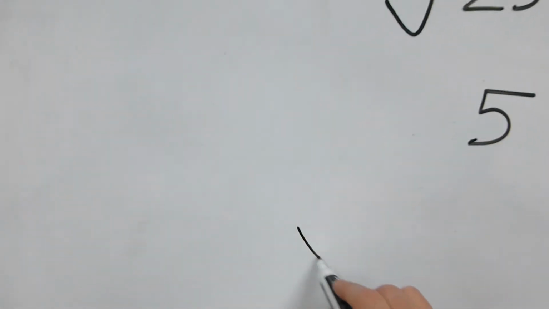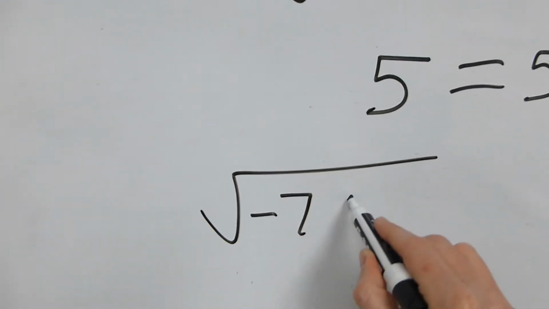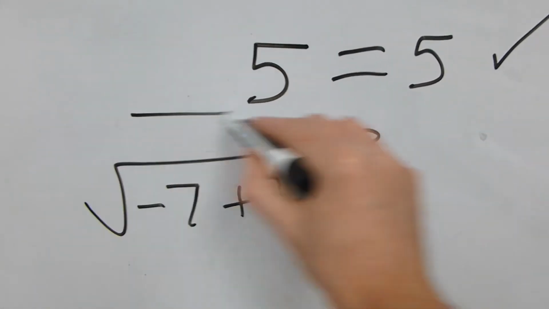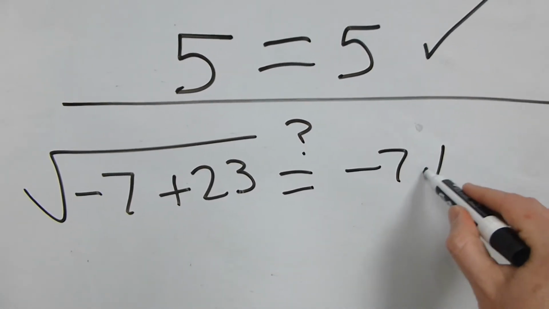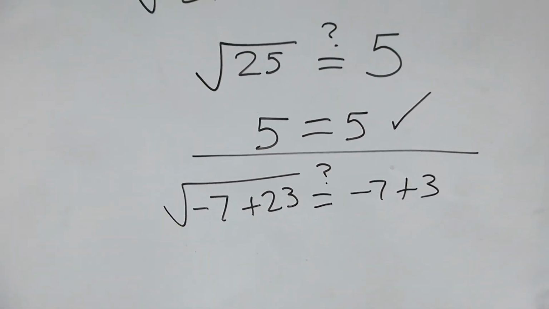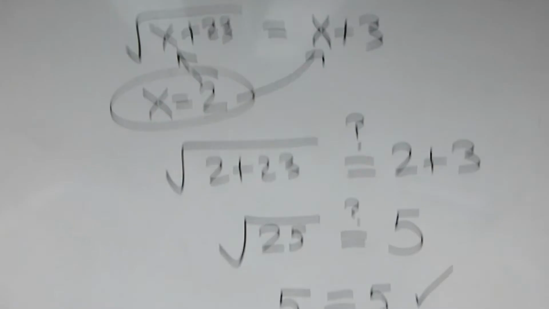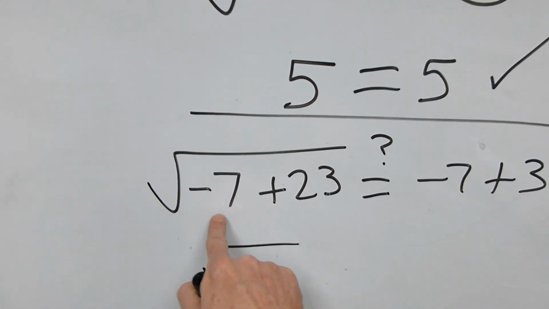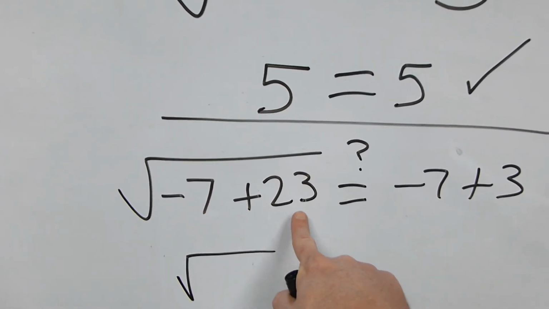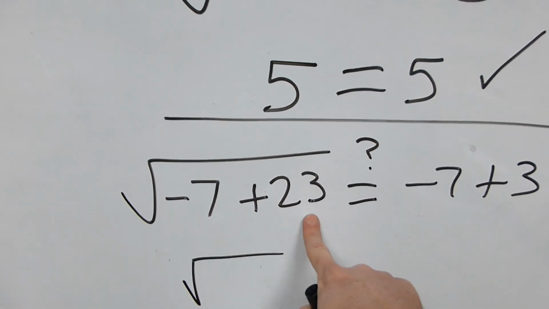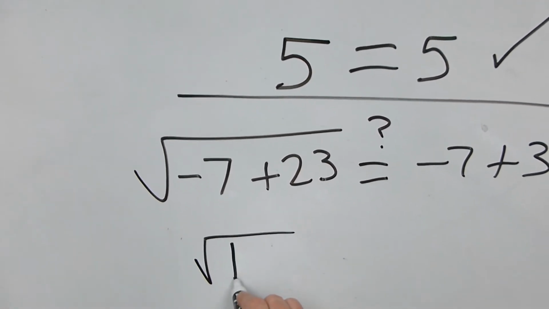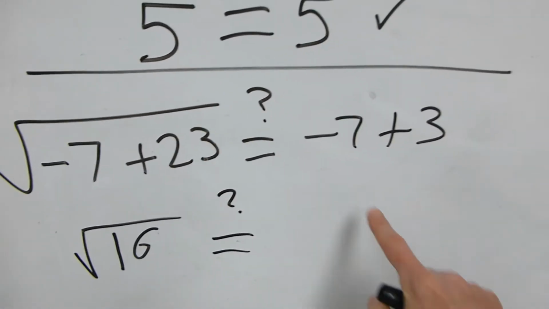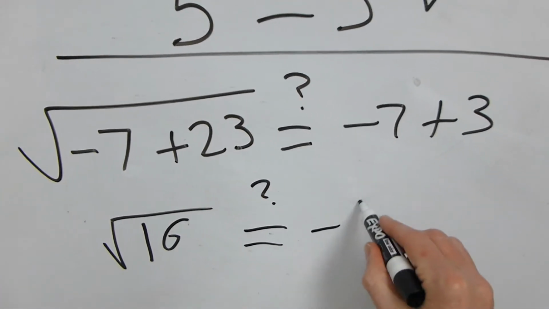What was the other one? Negative 7? Let's plug negative 7 back in. Negative 7 plus 23, does it equal negative 7 plus 3? So I put negative 7 in place of the x's. And by the way, your brain would rather not do negative 7 plus 23. Remember, your brain would rather do 23 minus 7. 23, take away 7, is 16. Does it equal? Negative 7 plus 3 is negative 4.